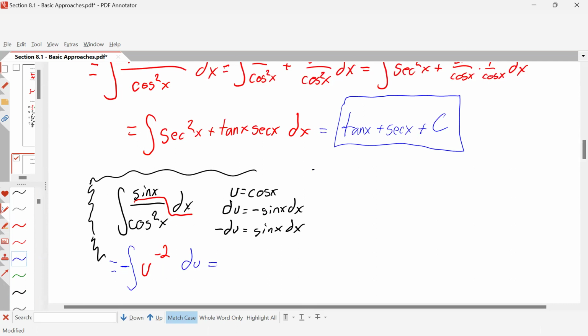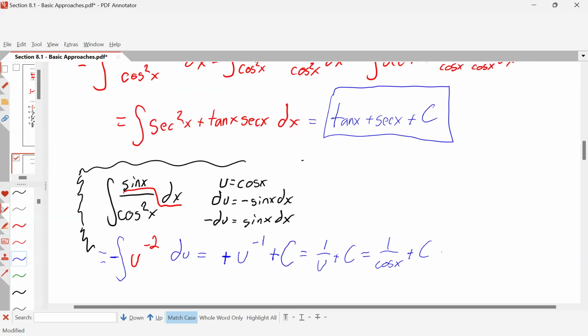Using the power rule on this, we add 1 to our exponent, and then divide. So dividing by negative 1 is the same as multiplying by negative 1. So we get u to the negative first plus c. u is cosine. We have 1 over cosine x plus c. And as stated, 1 over cosine is secant.